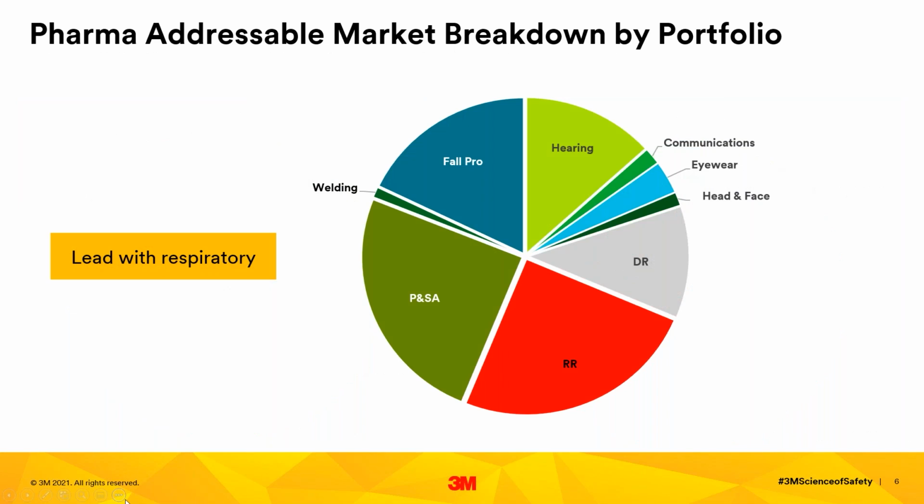When we look at how that breaks down by portfolio, as you can see, our solutions for the pharmaceutical industry are very heavily weighted in the respiratory realm. Particularly on the powered and supplied air side, reusable respirators, some disposable respirators as well. And then of course we've got some Fall Pro solutions, which is largely confined space, and some hearing, which is generally on the production side. But for the purpose of this presentation, we're going to focus most heavily on respiratory, and we will touch a little bit on some of the hearing and confined space solutions as well.